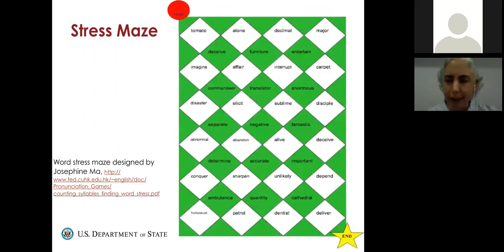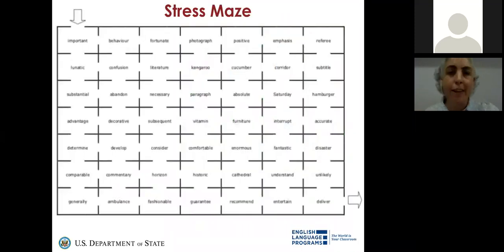This one is a little bit difficult to read the words. With a stress maze, you start at the first word, and then you clap out the stress pattern, and you move to the next word that has the same stress pattern. This example is not showing up on my computer that well, so I'm going to move on to another example of a stress maze. Okay, I think this one is a little bit easier to read.